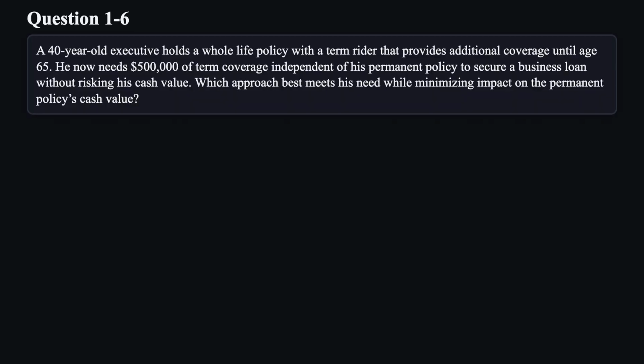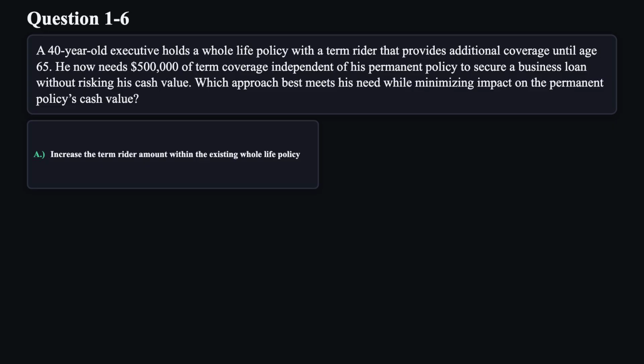Question 6. A 40-year-old executive holds a whole life policy with a term rider that provides additional coverage until age 65. He now needs $500,000 of term coverage, independent of his permanent policy, to secure a business loan without risking his cash value. Which approach best meets his need while minimizing impact on the permanent policy's cash value?